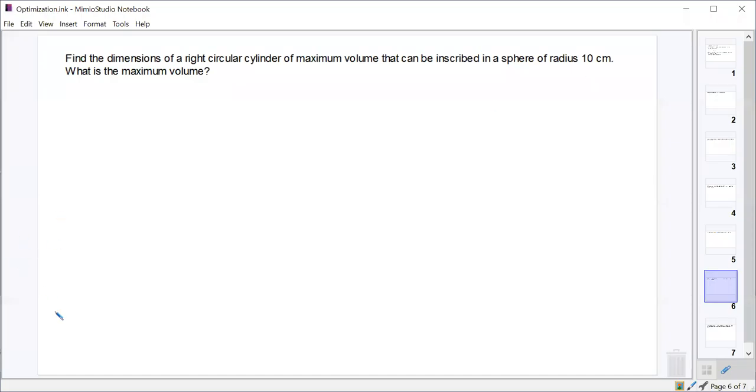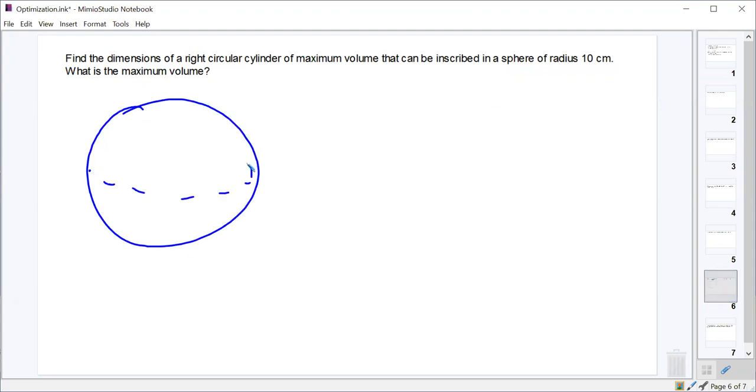So what we want to do is find the dimensions of a cylinder so that it has a maximum volume that we can inscribe inside of a sphere that has a radius of 10. So first off, here is our sphere with a radius of 10.